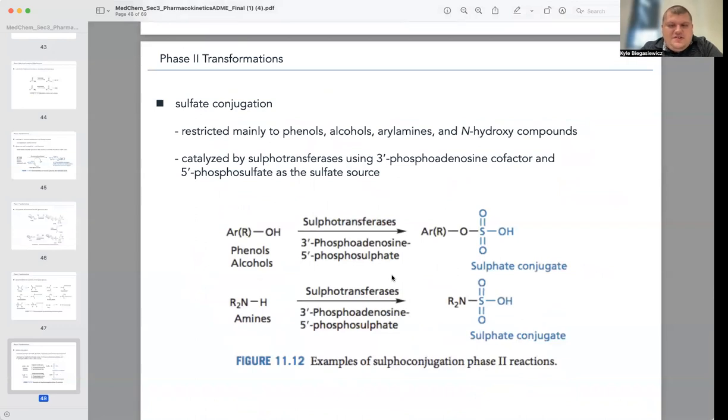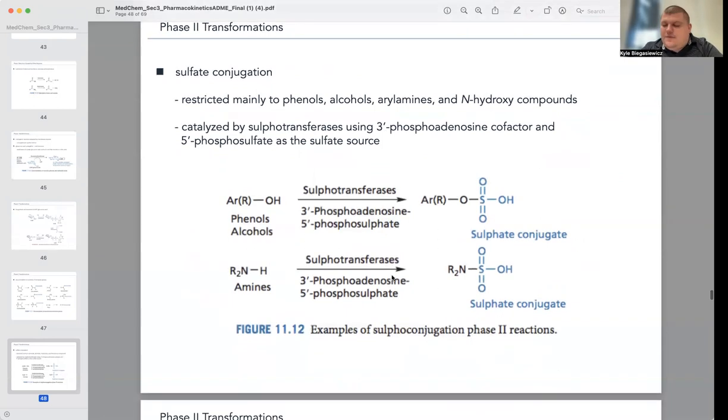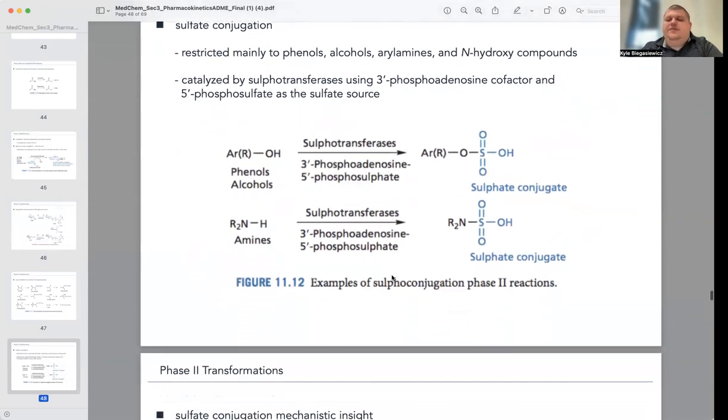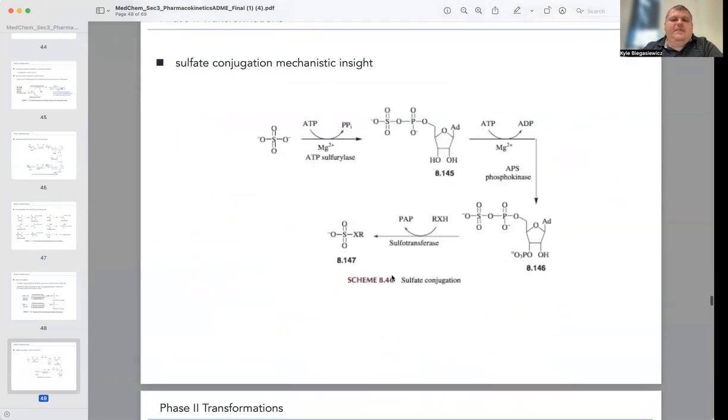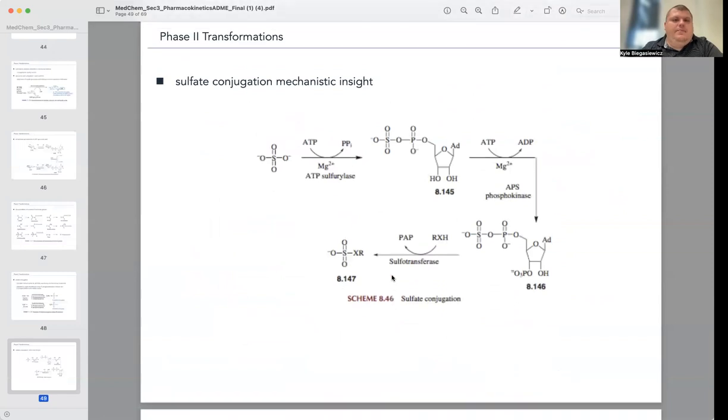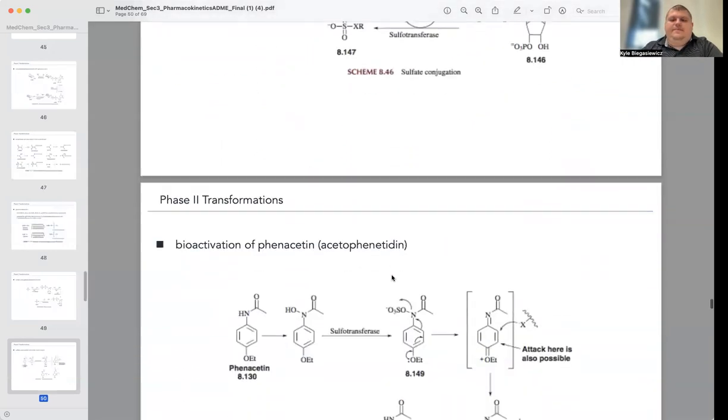Continuing on with phase 2 transformations, the sulfate conjugation is definitely going to be on there. Sulfotransferases, something to note. Page 49, you don't need to know that mechanism.